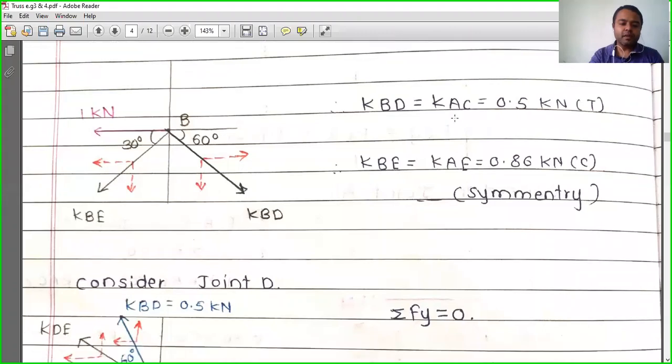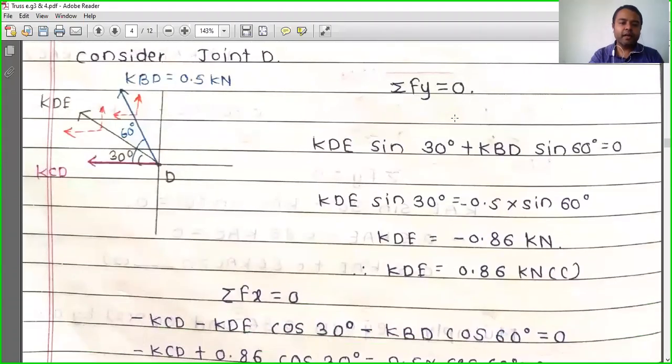Next, consider the free body diagram of joint D. Just resolve the given forces. Again here I assume the force in these members, KCD and KDE, as tensile. We know the force in the member KBD. The force in KBD is 0.5 kilonewton tensile.